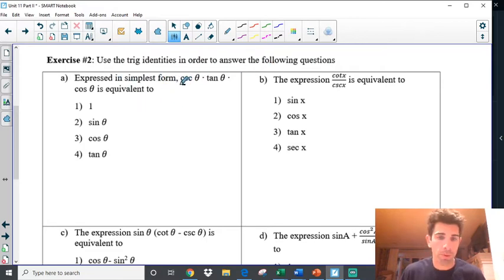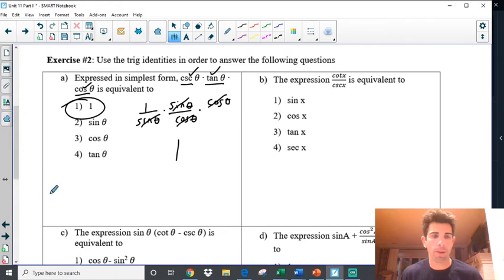Simplest form. Cosecant theta times tangent theta times cosine theta. So cosecant is the same as 1 over sine. Tangent, we said, was sine over cosine, right? And cosine, I don't really have to do anything with. So that changed, that stayed the same. Cancel, cancel, cancel, cancel, left with 1. There you go.